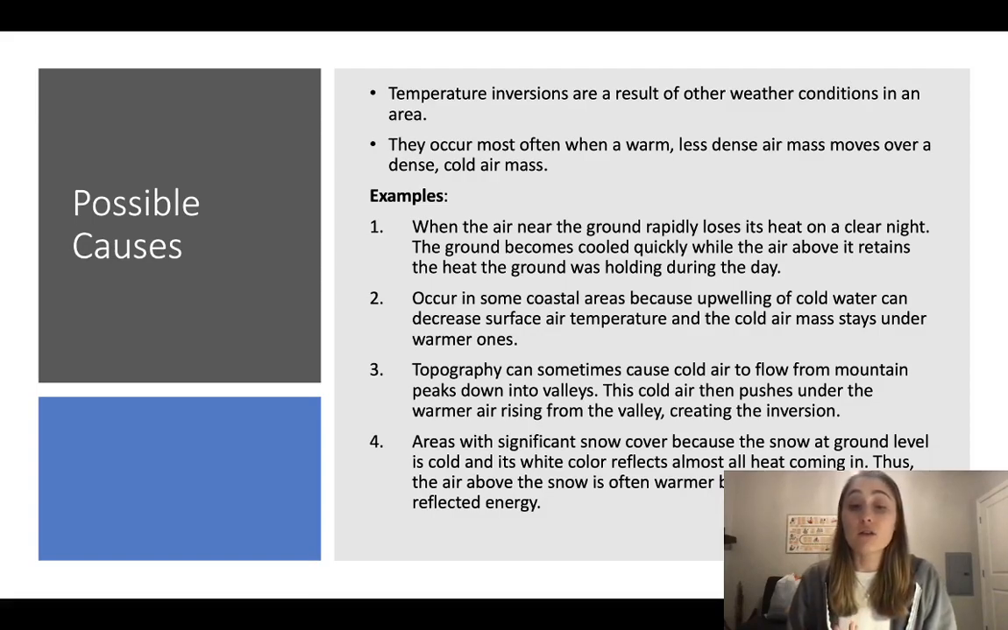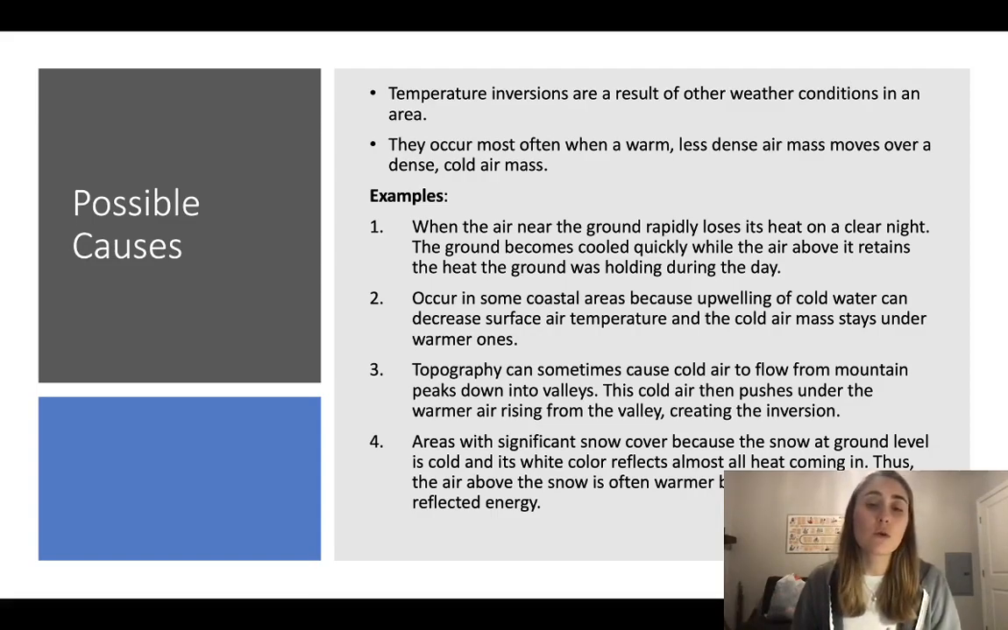Or if we have a lot of snow happening. So if it's a relatively warm day, but all of a sudden it starts snowing, once snow hits the ground, it's much colder. That white color will reflect all of the heat coming in, and so the air above it will become very warm, whereas the cold snow on the ground will remain relatively cold.